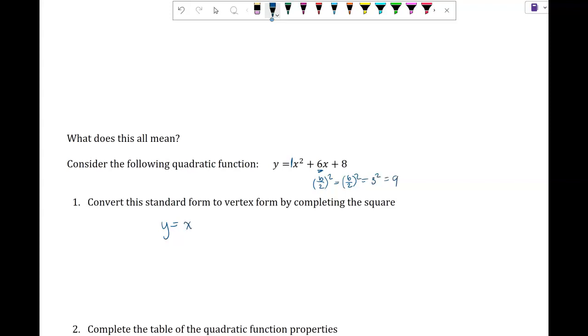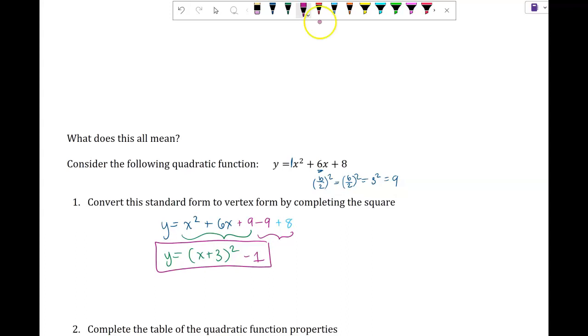So I'm going to rewrite the equation as x squared plus 6x. I'm going to add 9 and subtract 9 before I have my positive 8 at the end. And the first 3 terms here, x squared plus 6x plus 9, will become a perfect square factoring of x plus 3 squared. And then my minus 9 plus 8 at the end will just simply become minus 1. And so this is my vertex form of the original quadratic equation.